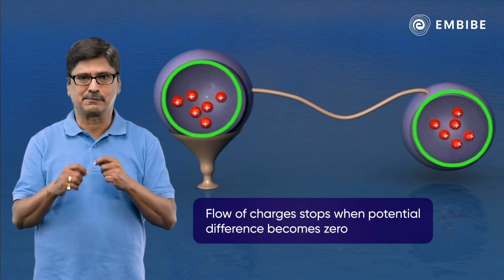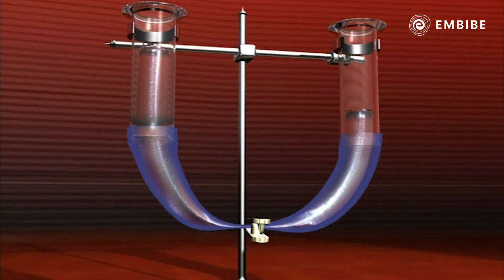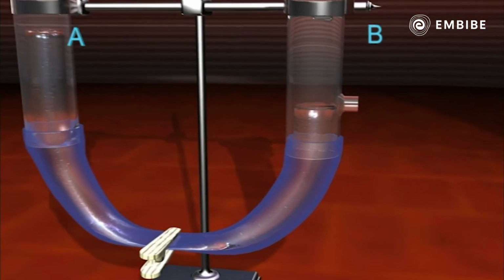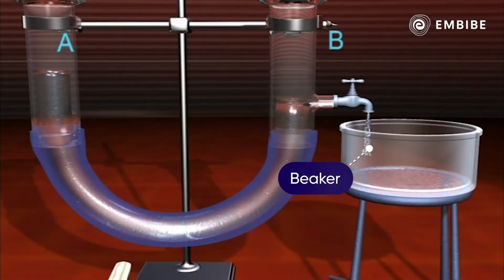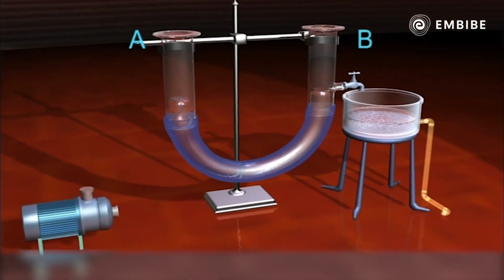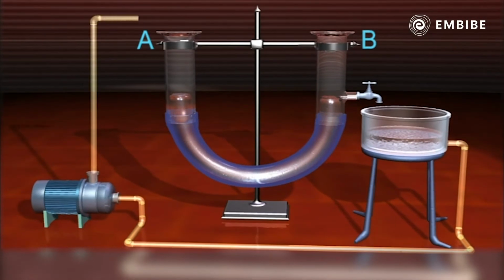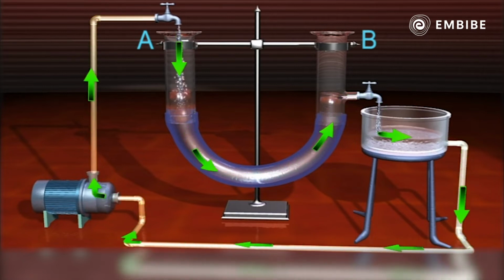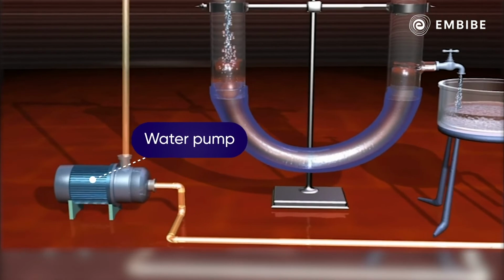Now, in the example of tubes containing water at different levels, arrange an outlet at the lower end of tube B. A beaker is kept at its base to collect the water. Now arrange a water pump to supply water from this beaker to tube A continuously. This way, water would constantly flow from tube A to tube B and from the outlet of tube B into the beaker. Hence, the water pump maintains the height of water in tube A. We can say that the flow of water resulting in the whole arrangement is regulated by the water pump.